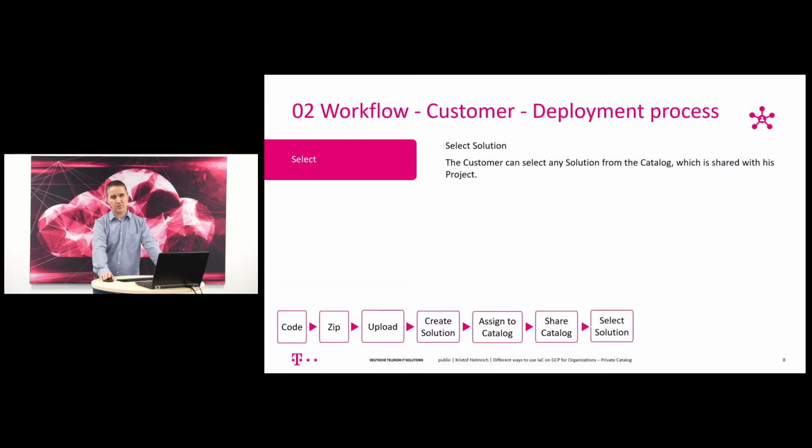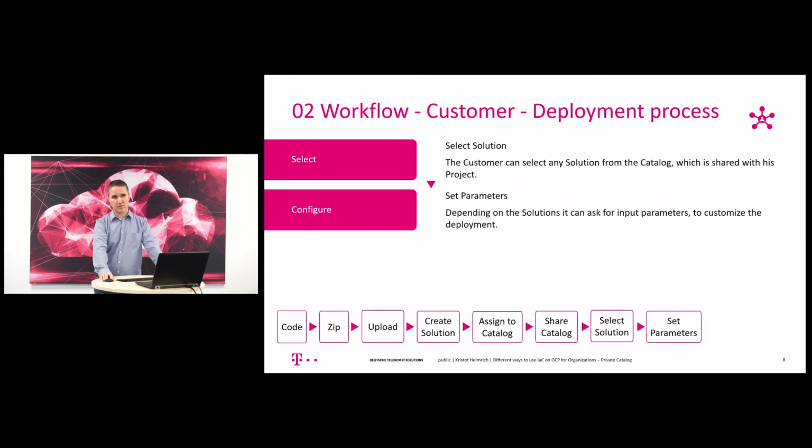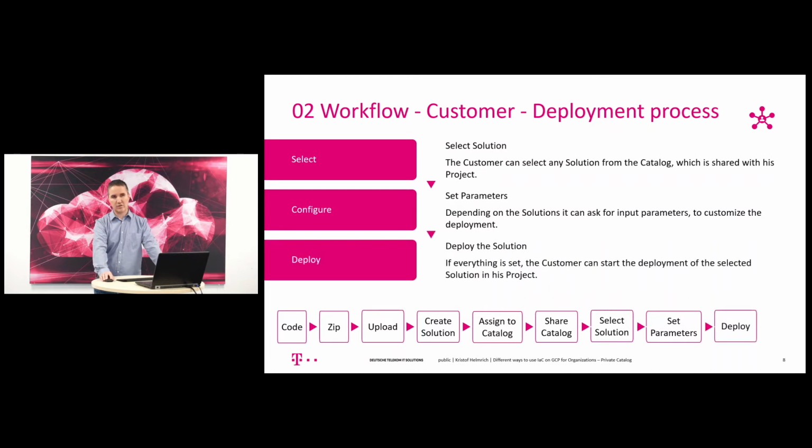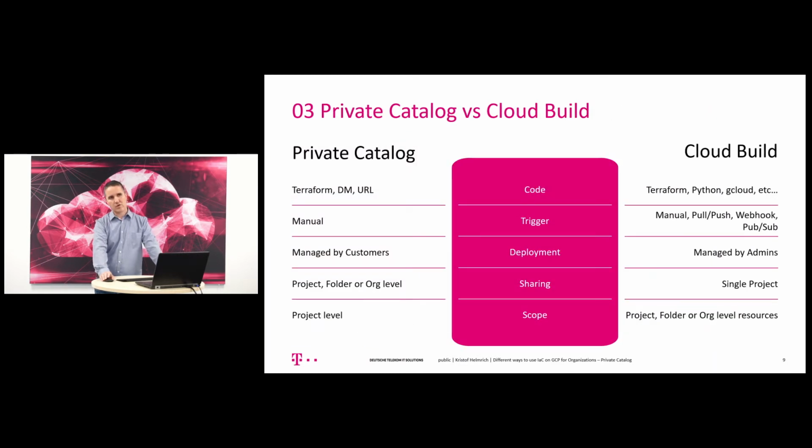From the customer point of view, he can select the solution he wants to deploy. He can set parameters to customize the solution, and he can start the deployment. Comparing private catalog with Cloud Build. From the code point of view, private catalog can use Terraform, Deployment Manager templates, or a simple URL. Cloud Build can use Terraform, Python, gcloud, or anything which is possible to run in containers. Private catalog solutions can be triggered manually, while Cloud Build has more flexibility. It can be triggered by pull or push events, webhooks, or Pub/Sub.